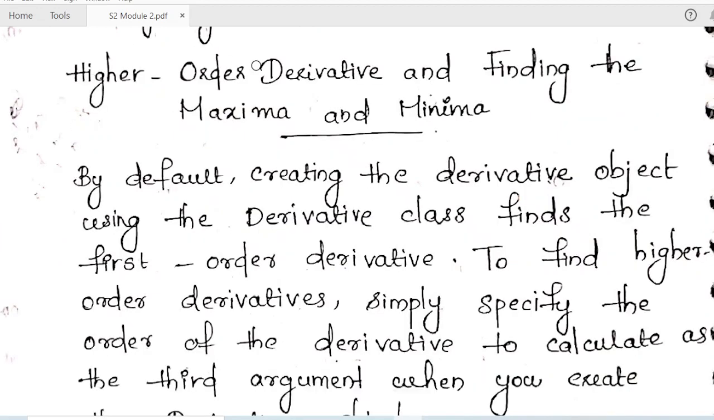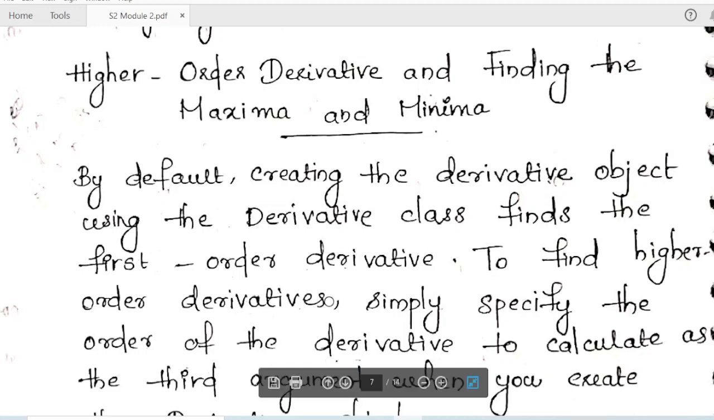Next is higher order derivatives and finding the maximum and minimum. By default, creating the derivative object using the derivative class finds the first order derivative. So we know that previously we had discussed the derivative function. The derivative function can find the first order derivative. How do we find higher order derivatives? If we can find higher order derivatives, we can also find the maxima and minima. So let us see how we can do it.